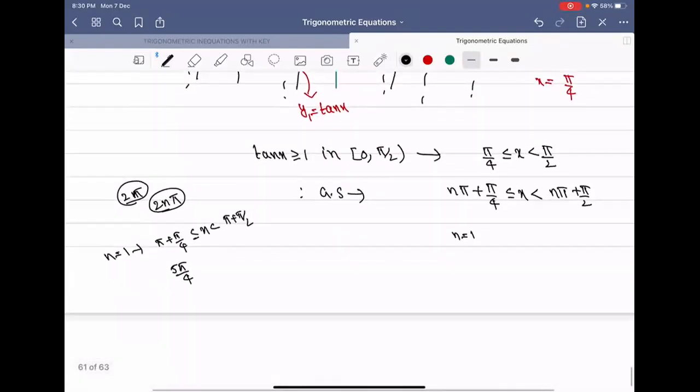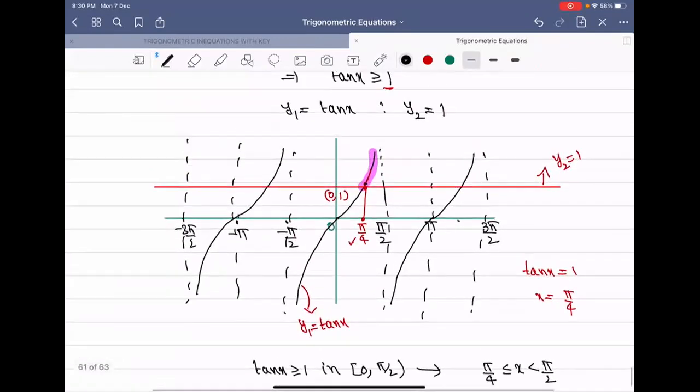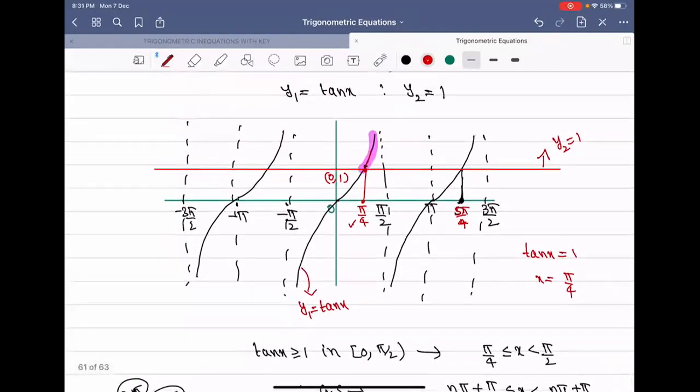Next, for n equal to 1, 5 pi by 4 is less than or equal to x is less than 3 pi by 2. Then how will the interval be? This one. This is 5 pi by 4. For n equal to 1, you will get 5 pi by 4 to 3 pi by 2. This part is here, this part, 3 pi by 2.